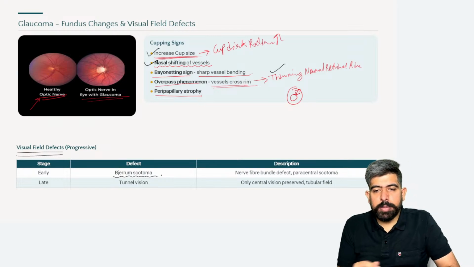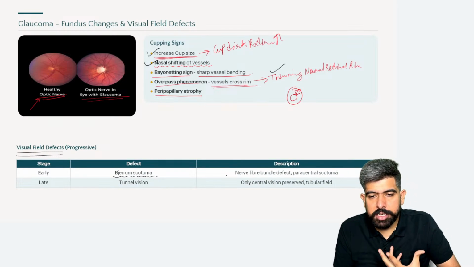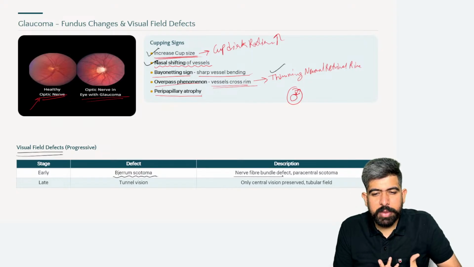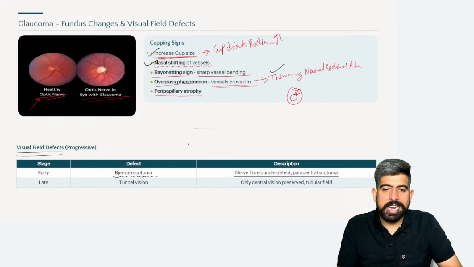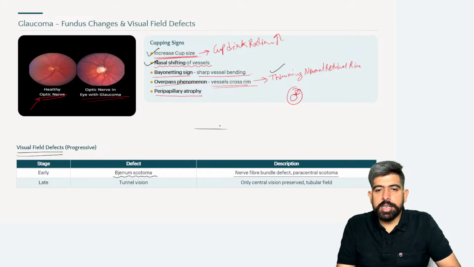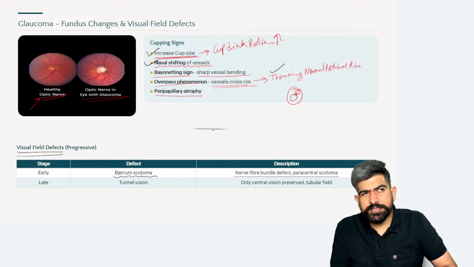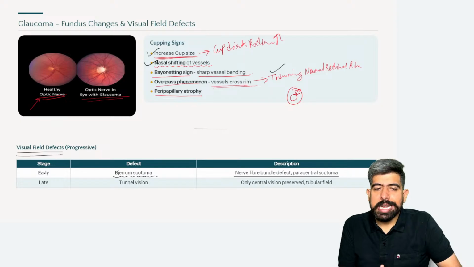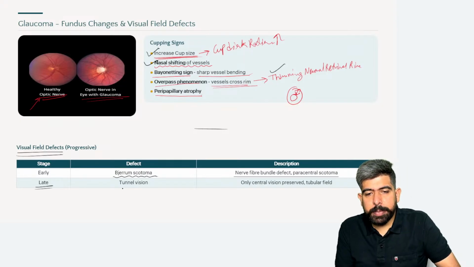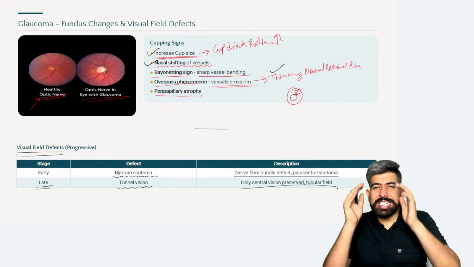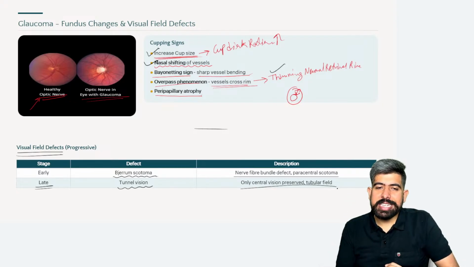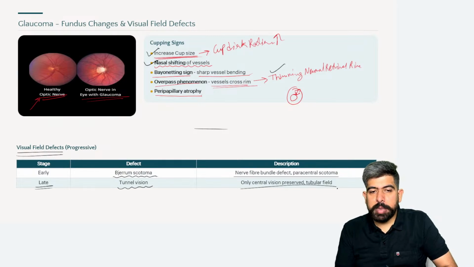What is the Bjerrum's scotoma? The patient has a nerve fiber bundle defect, and a paracentral scotoma should be there. Only one half quadrant is affected, like a nasal step, or maybe an enlargement of the blind spot can be seen. But in the later stage, the patient is left with tunnel vision. Only the central part of the vision, or tubular vision, is left in this patient.